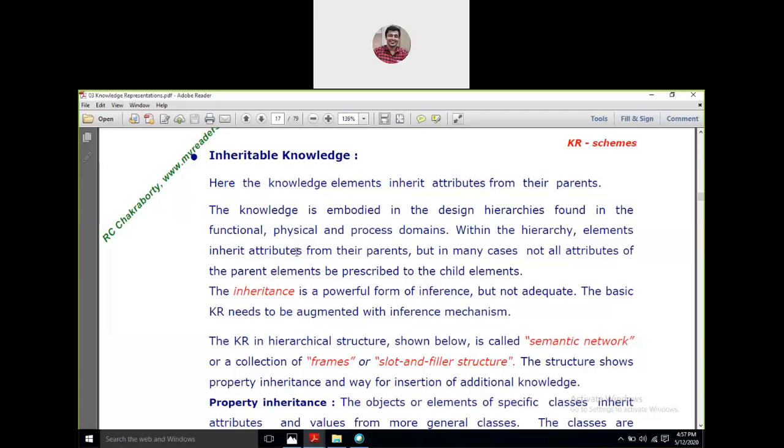So rather than going through this whole theory part, it is better to come to the actual part of it. This actual inheritable knowledge part is based on semantic networks as well as on the basis of frames, slots, and filler structure.